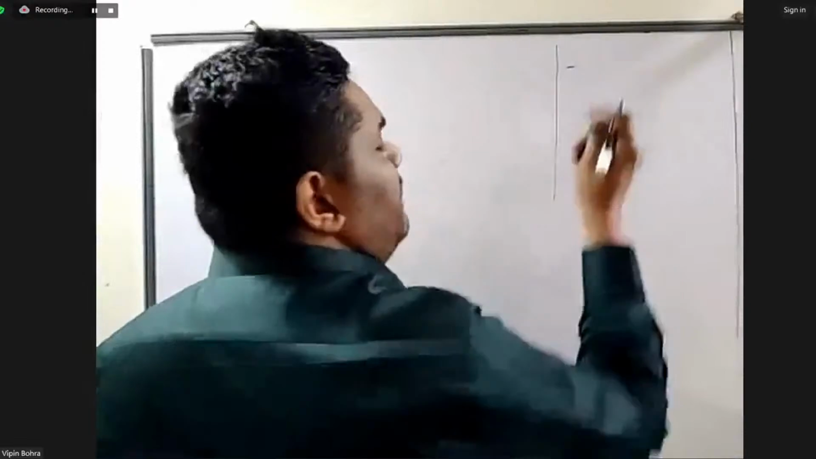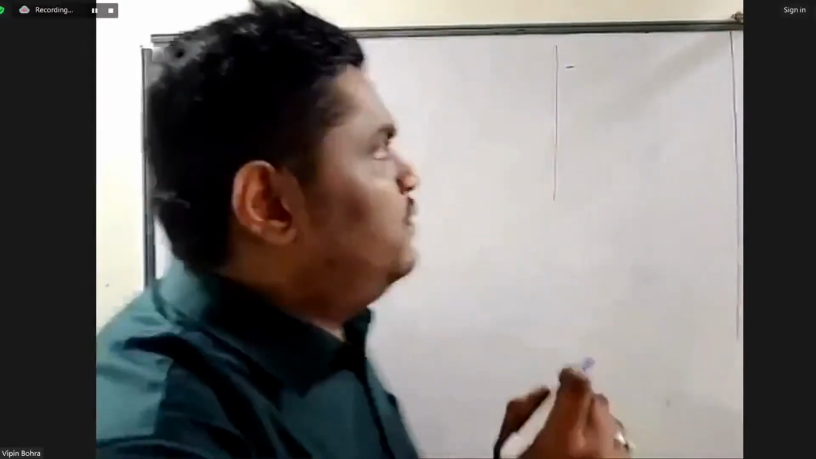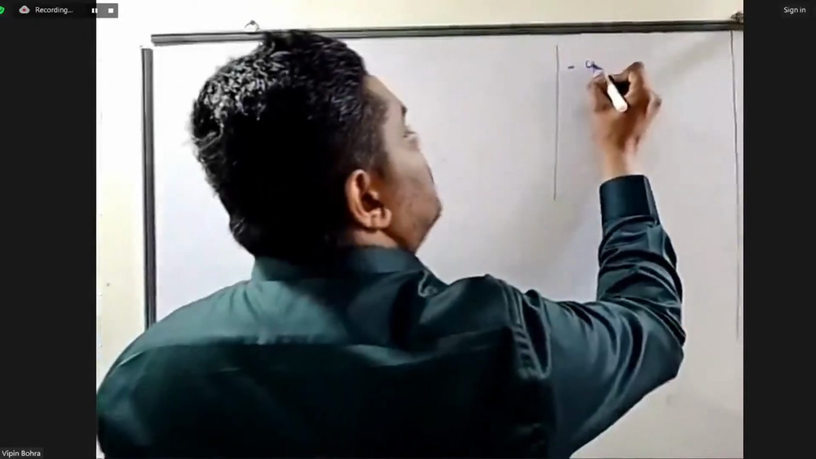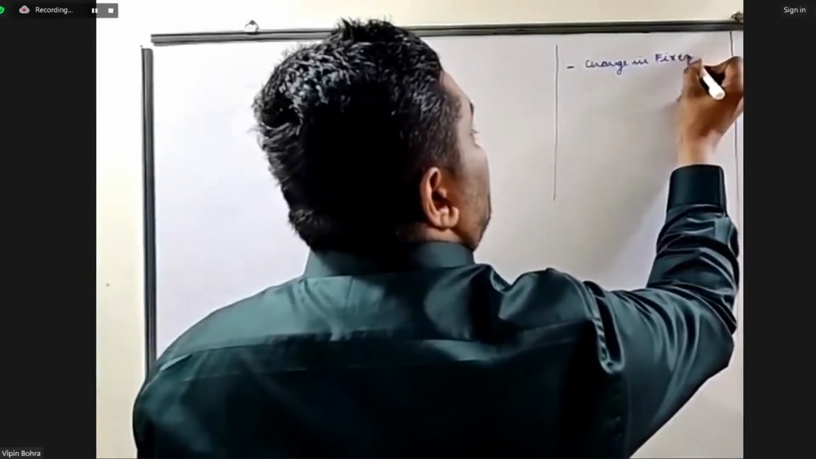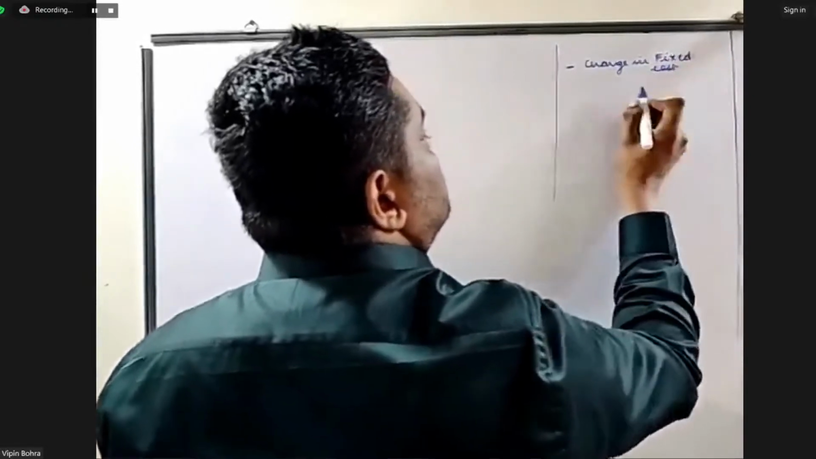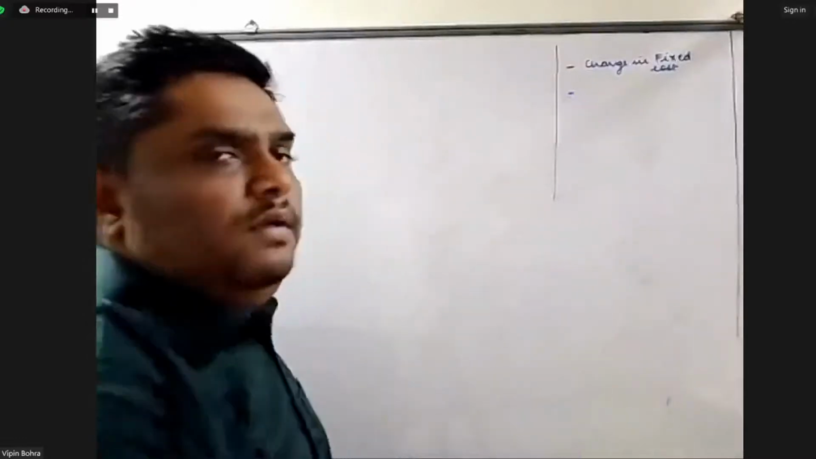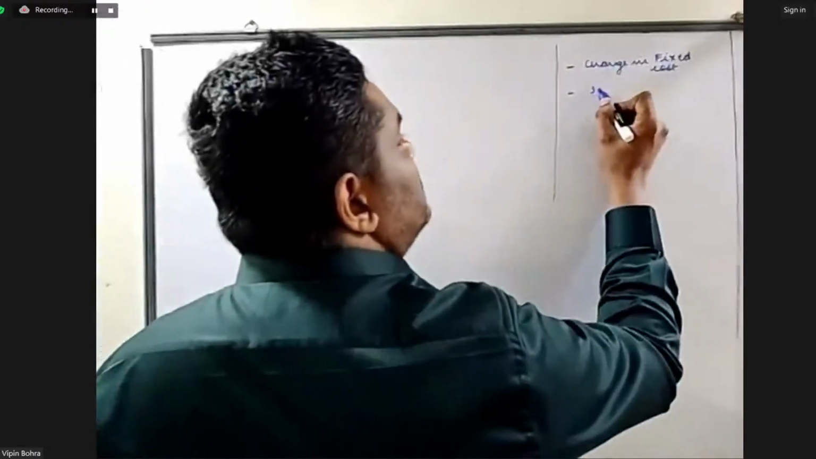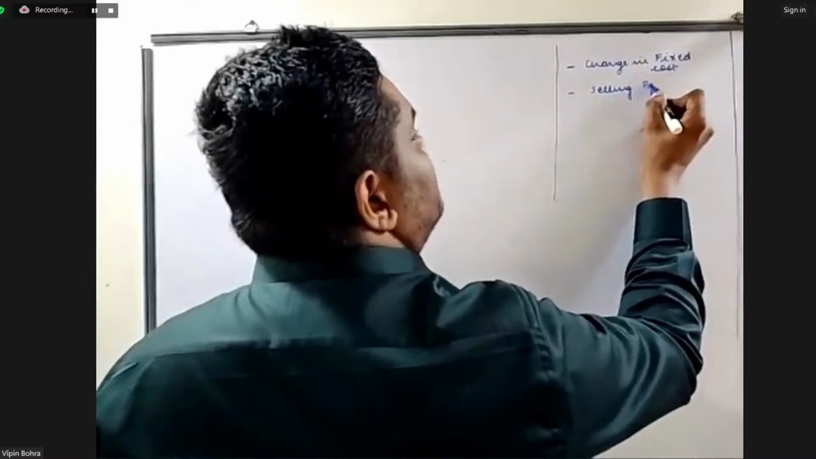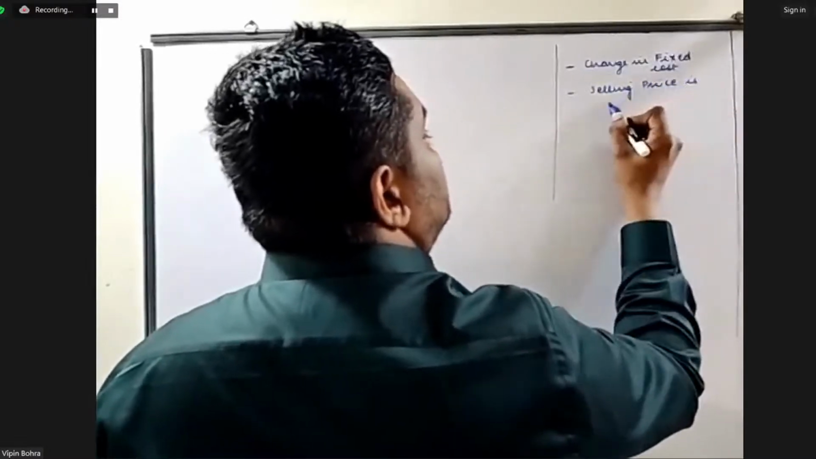So first point, when comparing the 2 years, that is 21-22 and 22-23, there is a change in fixed cost. Second point, it is given that the company could maintain its sales quantity level by reducing the selling price. So very important, in year 2, selling price is reduced.